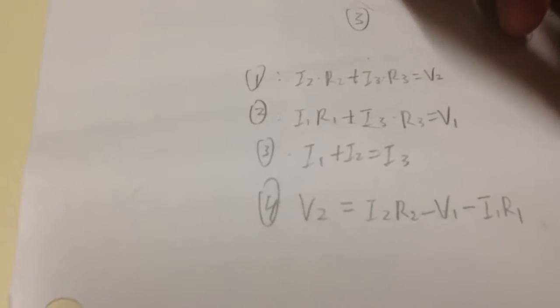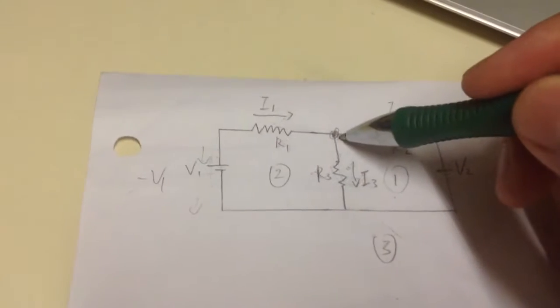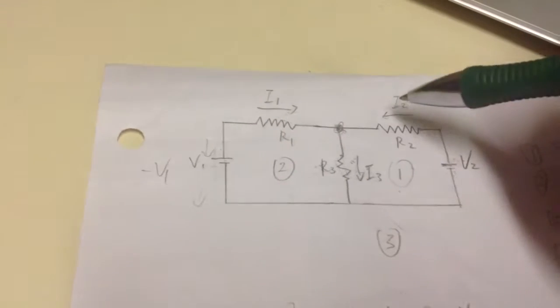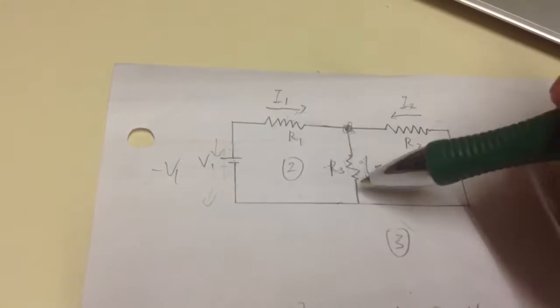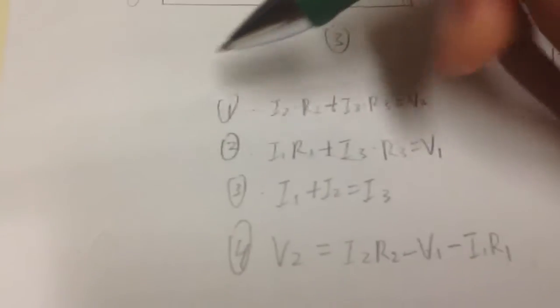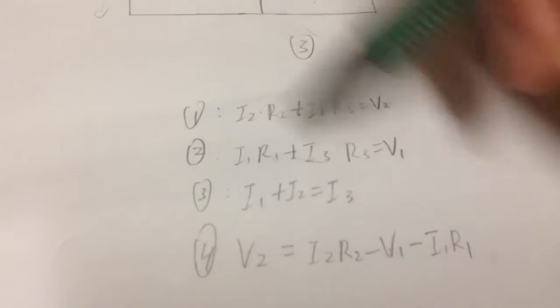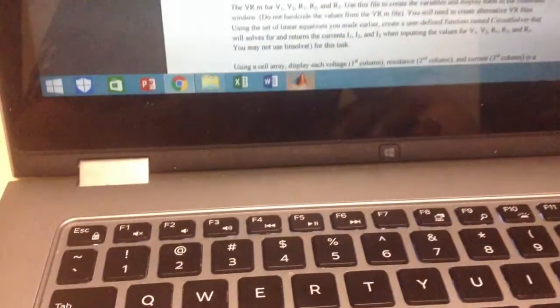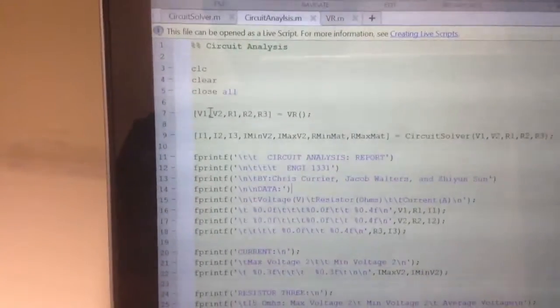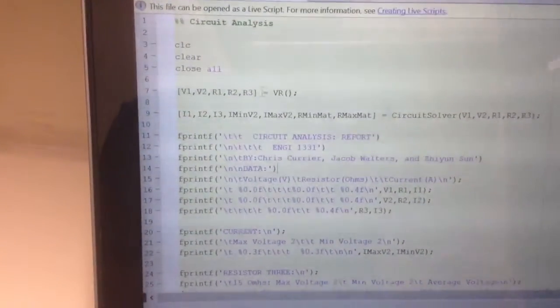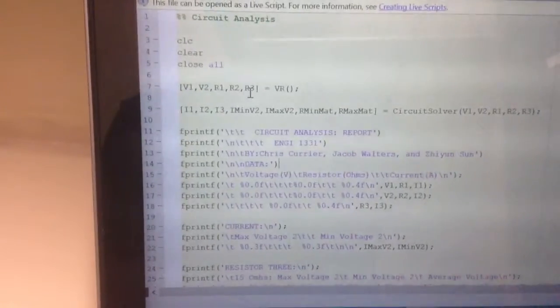And for the junction rule at this point, I1 plus I2 equals I3. That's the formula. We totally use the whole formula. We go to the main script to set up a couple of functions. The first function is a VR function. We have V1, V2, R1, R2, R3.